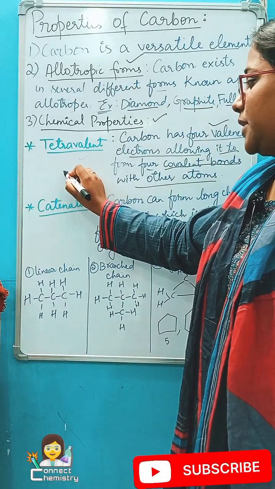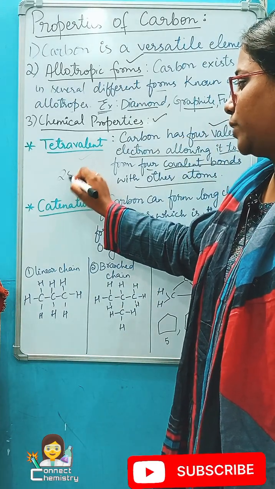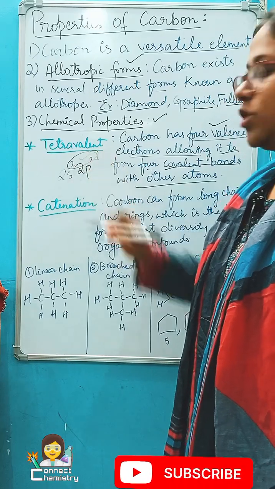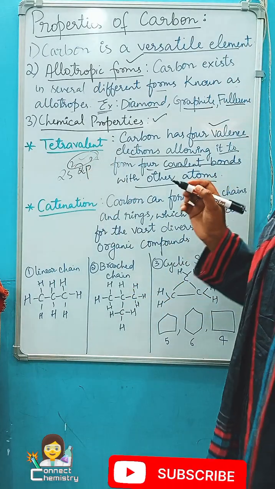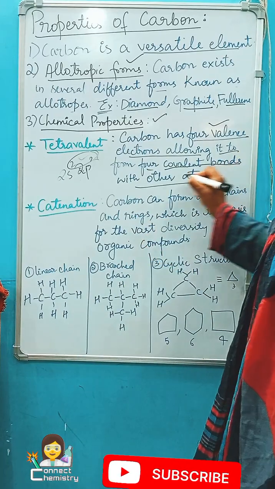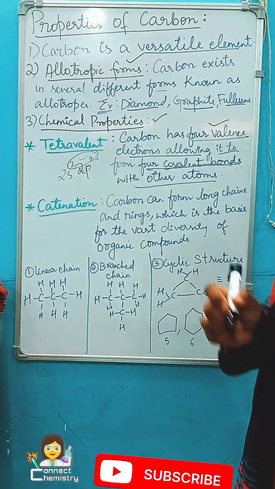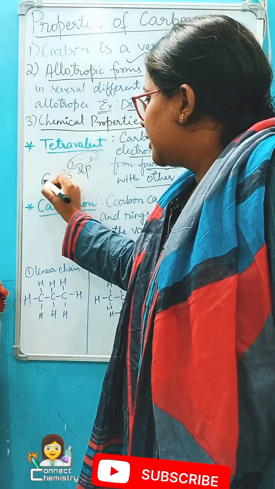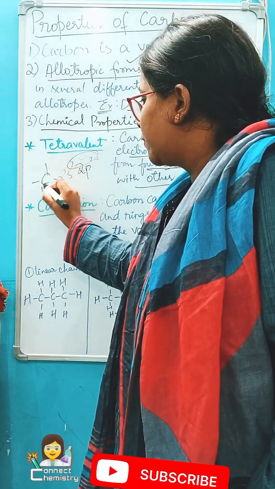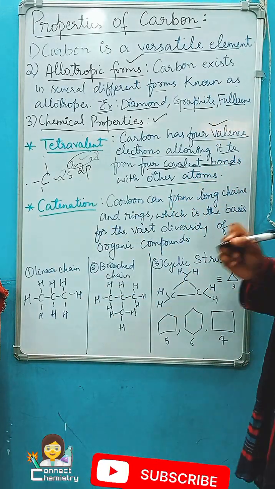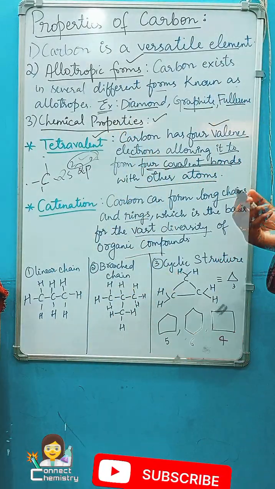The 4 valency is present in the outermost shell, that is 2s2 and 2p2. The outermost electrons have the 4 valency, allowing it to form 4 covalent bonds. It has the capacity of forming 4 covalent bonds, that is 1, 2, 3, 4. So these are the 4 covalent bonds which carbon can form, hence it is known as tetravalent.